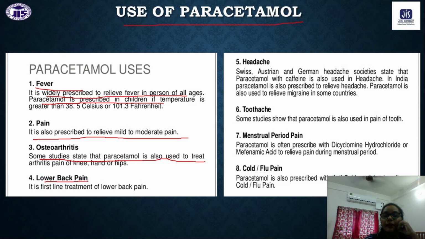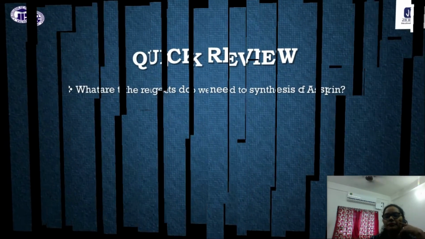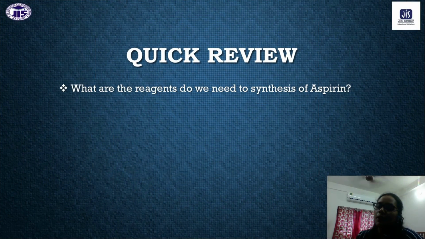Lower back pain: if we have lower back pain, we can take paracetamol. If we have a headache or a toothache, these are all cases for which we can take paracetamol. If we have cold and cough, or flu pain, in these cases also we can use paracetamol. So this is all about the synthesis of aspirin and the synthesis of the paracetamol molecule.